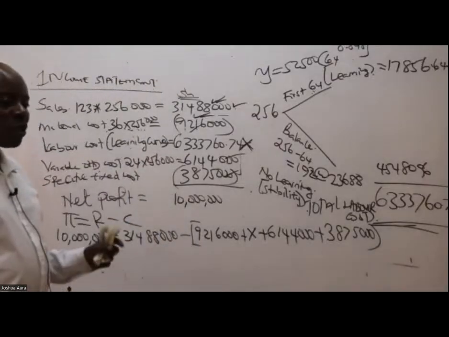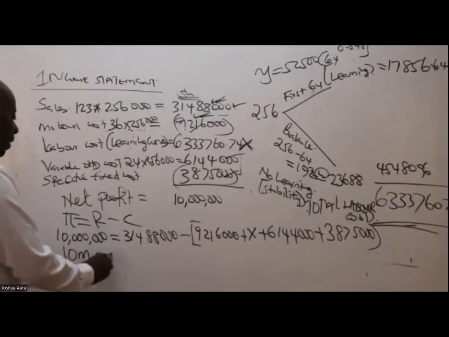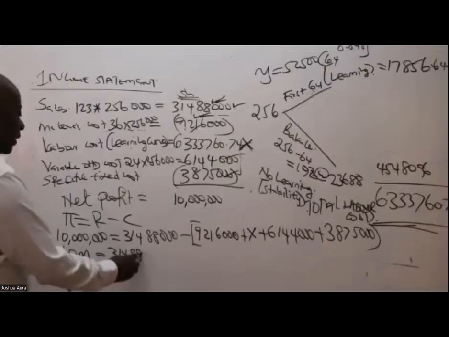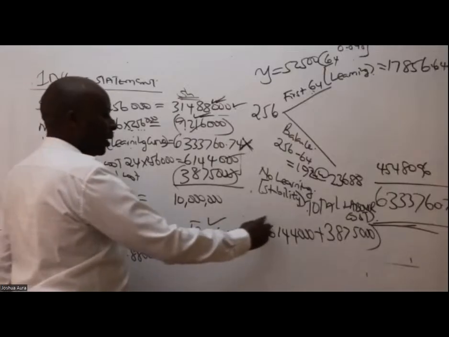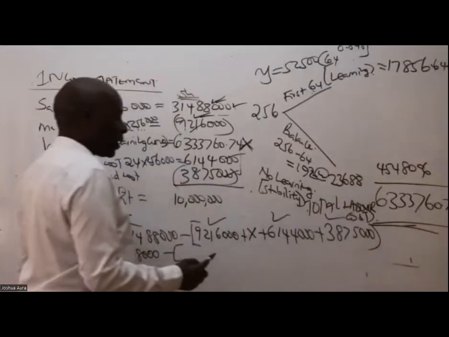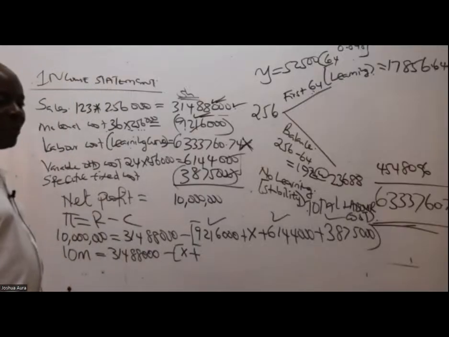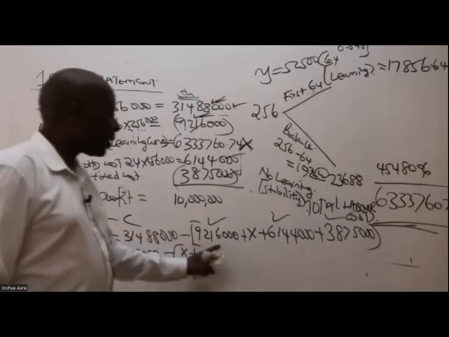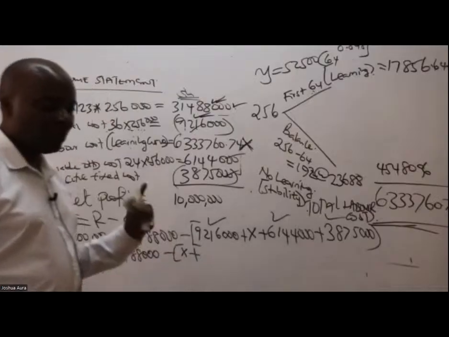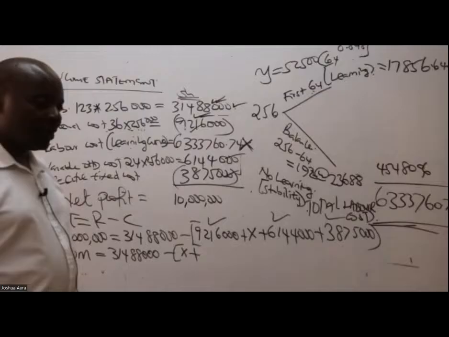I would want you guys to do me a favor. This is 10 million equals 314,88,000 minus, could you kindly add these three? Those three figures. Please add them up for me. Even if you don't understand, first add those three. Take this plus that and give me a figure there.